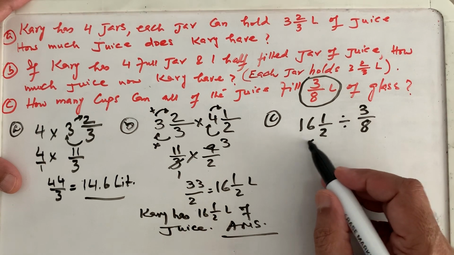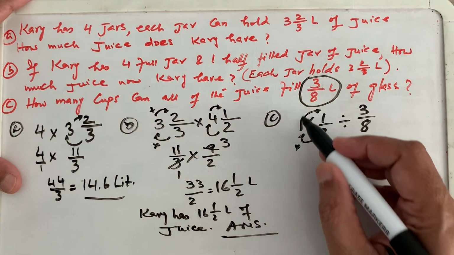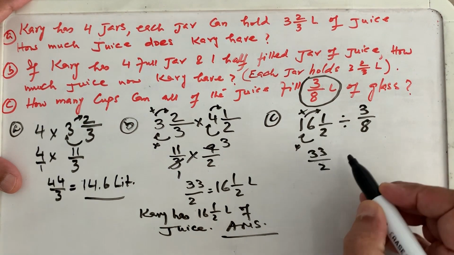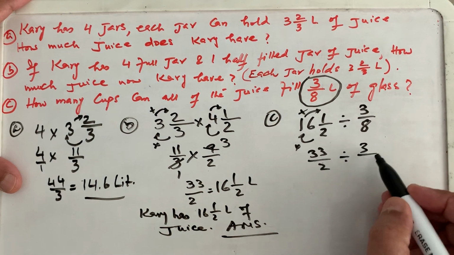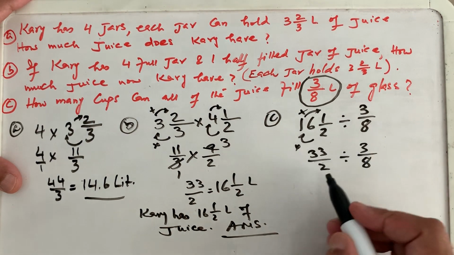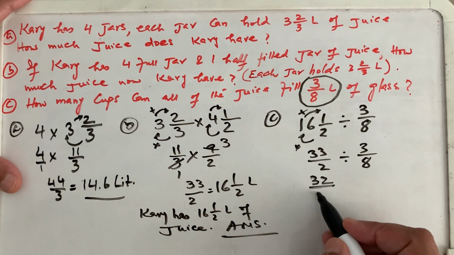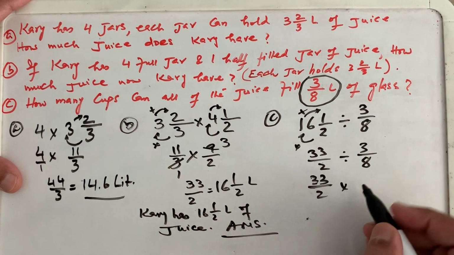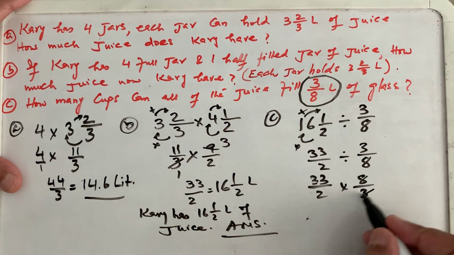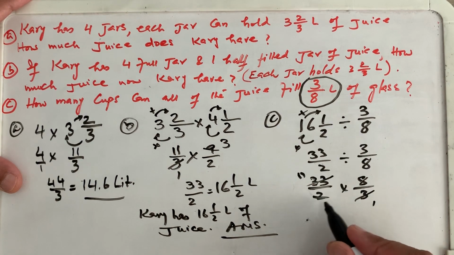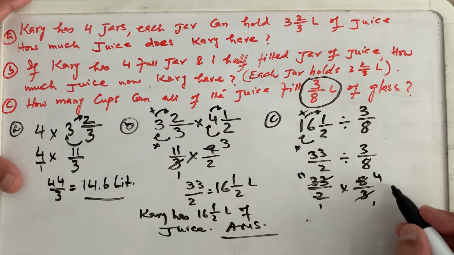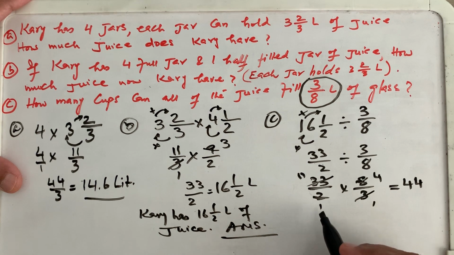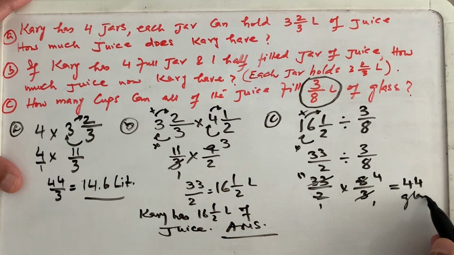So now you have to do the same thing, improper fraction. 16 times 2 is 32 plus 1 is 33 divided by 2, divided by 3 by 8. And we learned that if we flip this, then we have to use the multiplication sign. So 33 divided by 2 times 8 over 3. And then you cut 3 1s are 3, 3 11s are 33, 2 1 is 2, 2 4s are 8. So you have 44. So she can fill up 44 cups or glasses, right? 44 glasses she can fill.